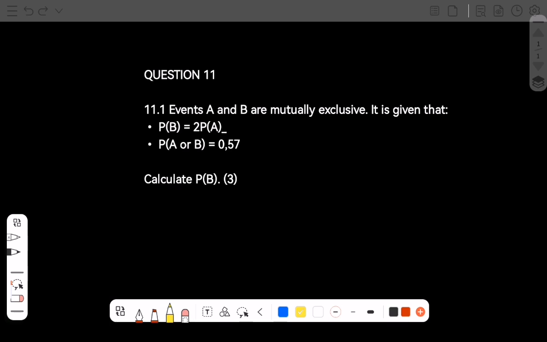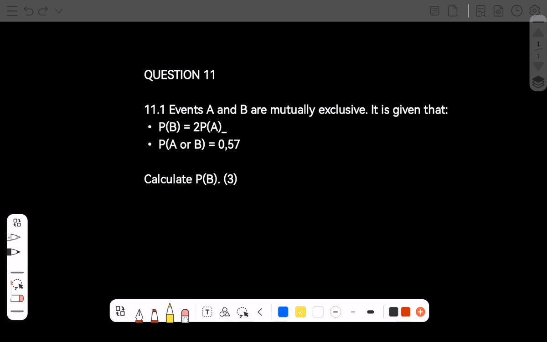Okay, question 11. 11.1. Events A and B are mutually exclusive. Make sure that you understand the scenario before you tackle any question. We are given a keyword here, mutually. You need to ask yourself what this keyword represents in probability. I'm going to explain that in a few.